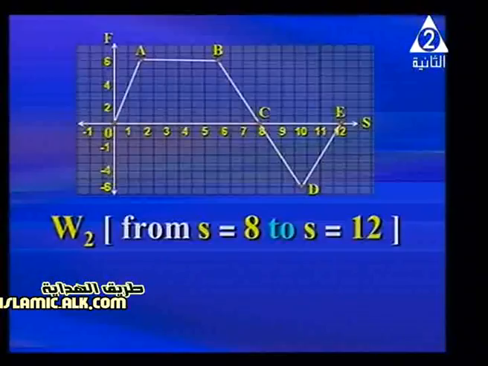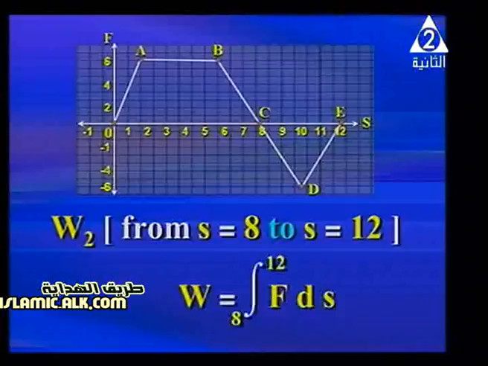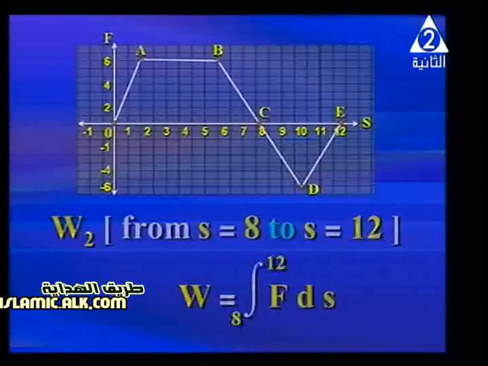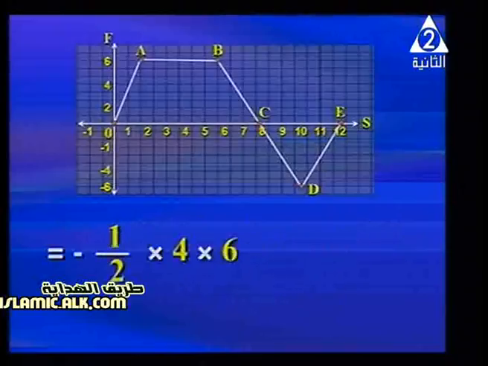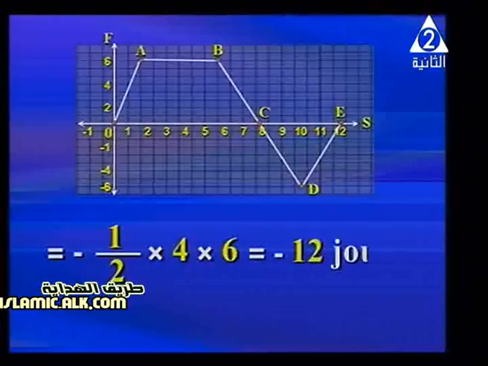Look at, dear student, from S equal 8 to S equal 12, we find the work done, integration from 8 to 12 of F ds equals what? Dear student, the area of a triangle. What is the triangle? CDE. Then the area equals half times 4 times 6 equals negative 12 joule, under the S axis.